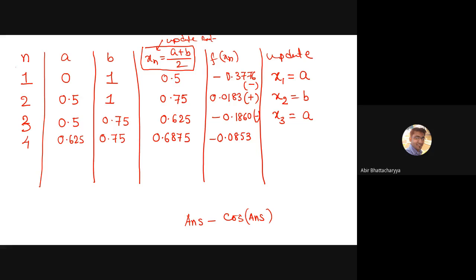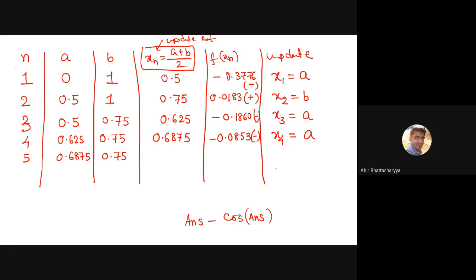Please check. Bansi, okay, also correct. Manan, good. So it's negative. Again, it's negative, so now I have to update... x4 equals b? Sorry, x4 equals a. This is negative, so x4 equals a. So for iteration 5, it is going to be 0.6875 and 0.75.